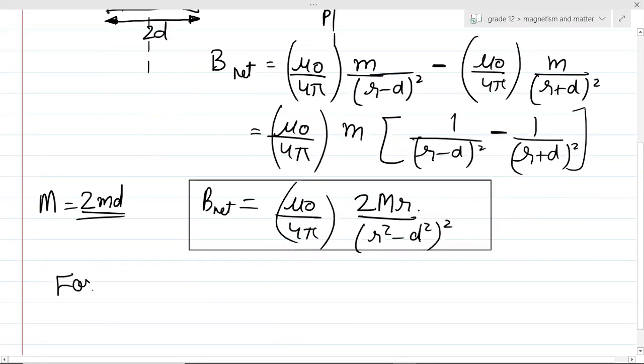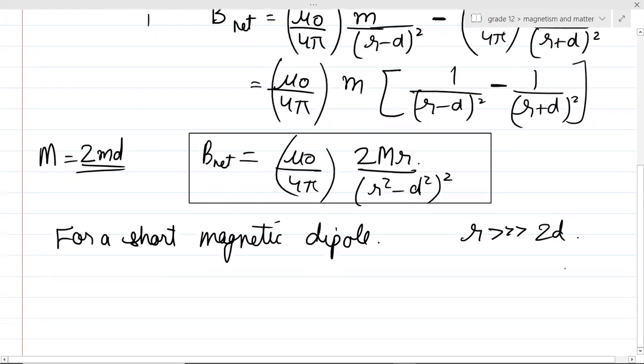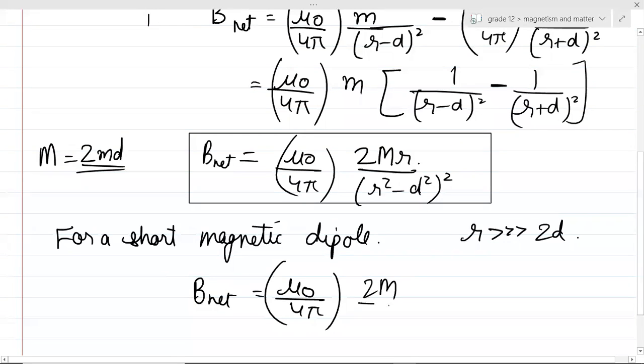Now what will happen for a short dipole? For a short magnetic dipole, the distance will be far greater than the length of the magnet. So r square minus d square will be approximated to r to the power 4. 1 r will get cancelled with 1 r, and the overall magnetic field will be equal to mu naught by 4 pi into twice of m by r cube.